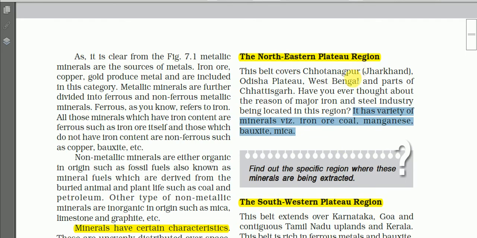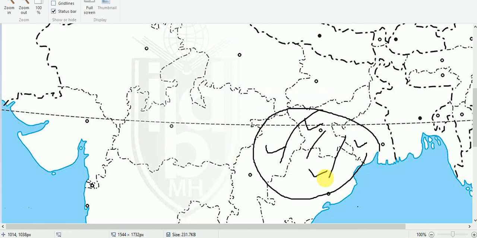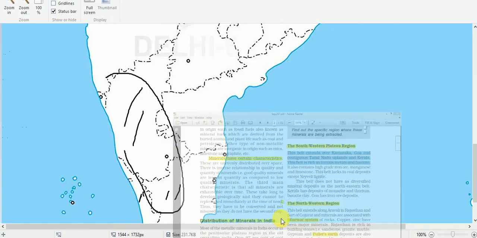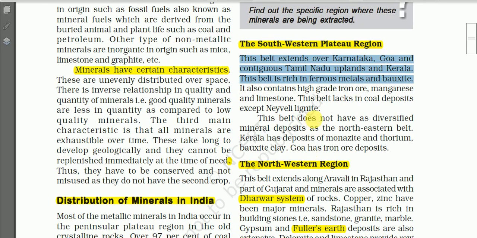The next important mineral belt is the southwestern plateau region. See here, this belt extends over Karnataka, Goa and contiguous Tamil Nadu uplands and Kerala. The southwestern plateau region covers Karnataka, Goa, Tamil Nadu and Kerala. See here, this southwestern plateau is in this area. Karnataka, then Tamil Nadu, then Kerala, and Goa is also here. So this is known as the southwestern plateau region.